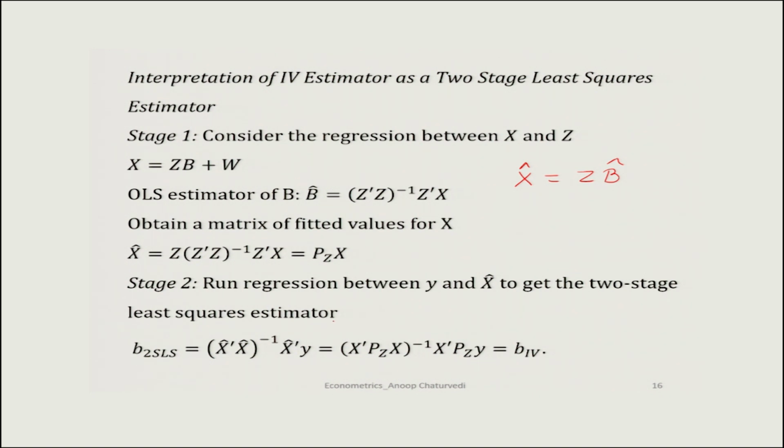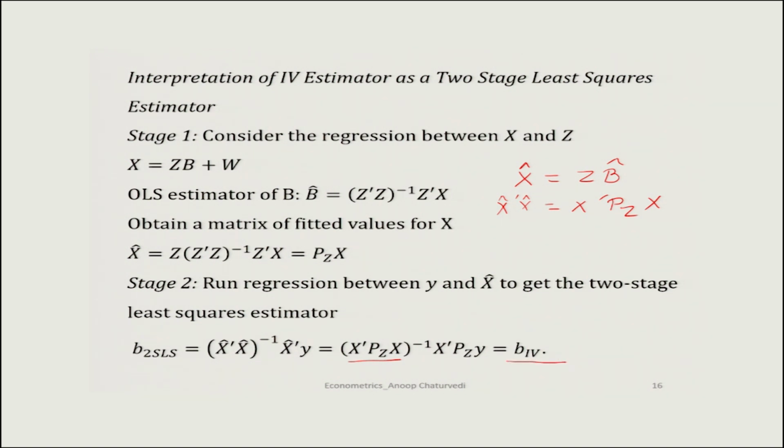squares estimator. So, you get beta hat 2SLS equal to (x hat transpose x hat) inverse x hat transpose y. Now, x hat is equal to P_z x. So, x hat transpose x hat is equal to x transpose P_z x. So, you get this, and then x hat transpose y, again x hat transpose is x transpose P_z y, which is the same as the instrumental variable estimator.